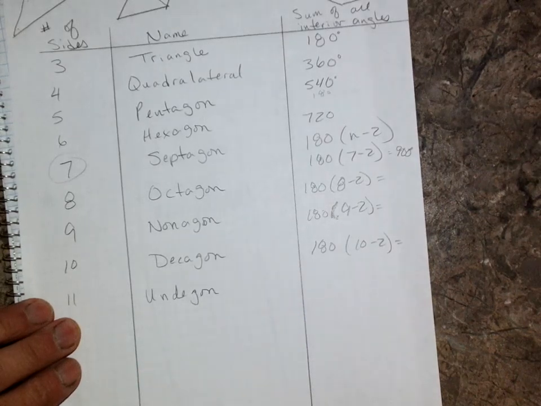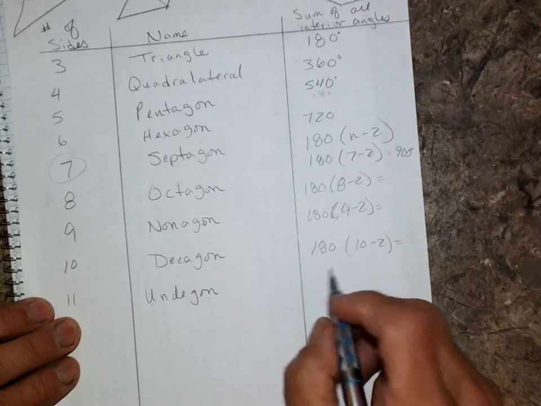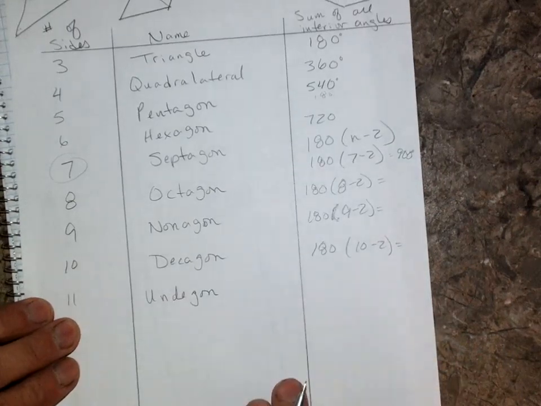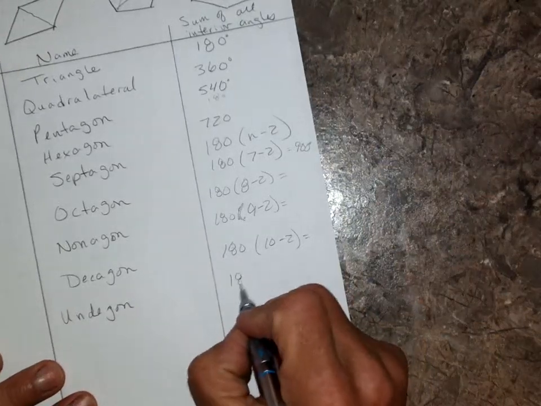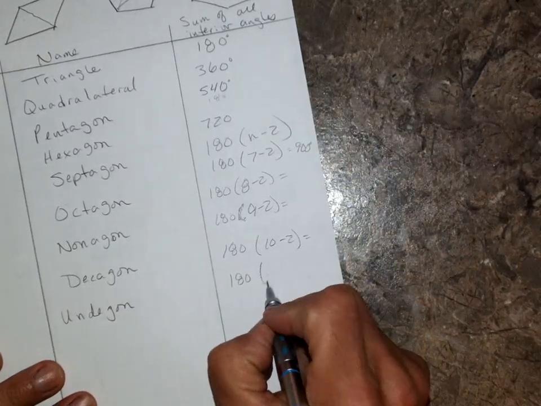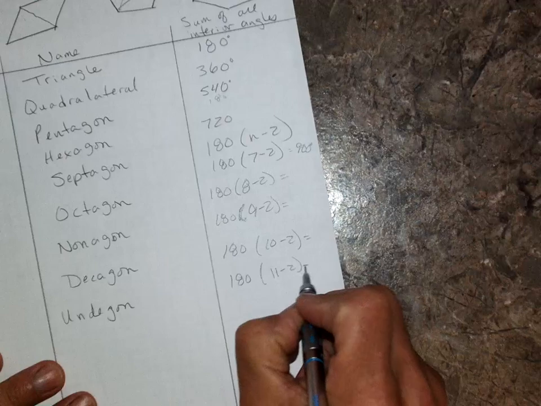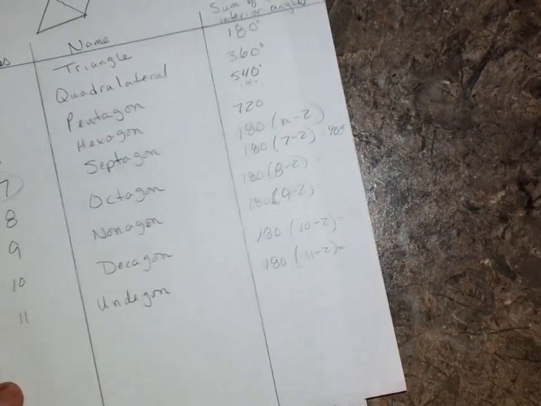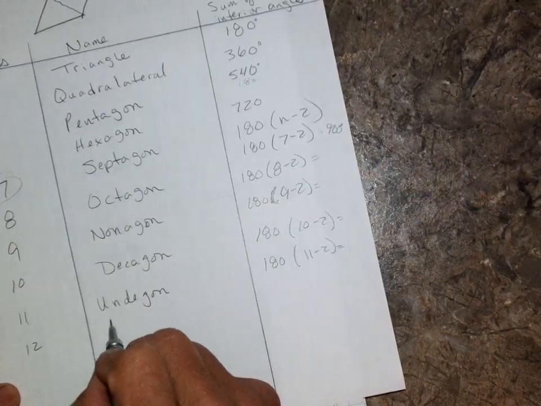And again, if you want to find out the sum of the angles, if you had 11 sides and add them all up, it would simply be 180 times 11 minus 2, and you guys can figure that out. Okay, that's part of the assignment. A 12-sided figure is called a dodecagon.